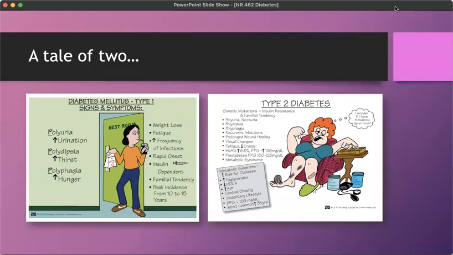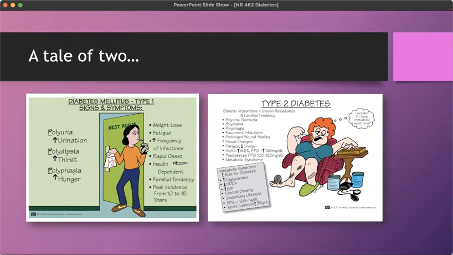When we talk about presentation of diabetes, there's a lot of similarities because our problem is more or less the same, but the etiology of the problem is different. So some of the big things we're looking for are all those polys, or the Ps. So polyuria, polydipsia, polyphagia are common regardless of the type of diabetes that we're dealing with.